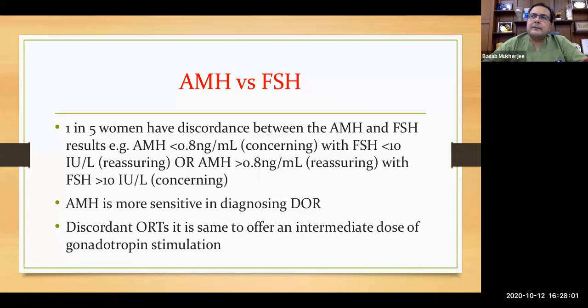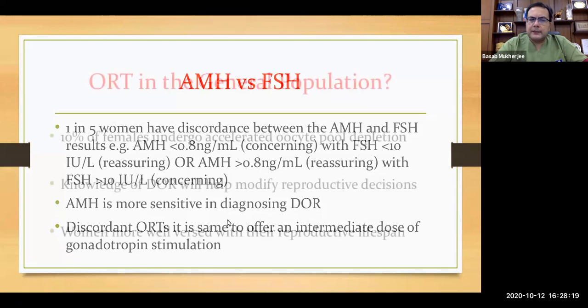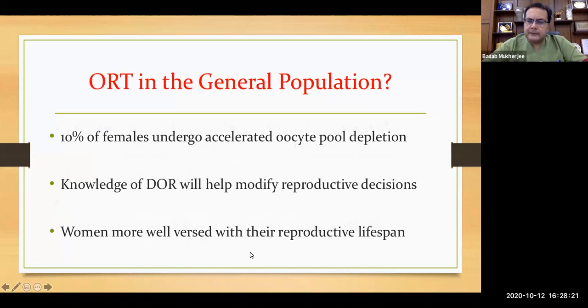But we do get some cases like this, and that's very difficult to explain, but you understand that not all tests are 100% accurate, and you have to go with the fallibility of the test. With discordant ORTs, it is reasonable to offer an intermediate dose of gonadotropins. You can't give too much, you can't give too little, you need to go somewhere in between.